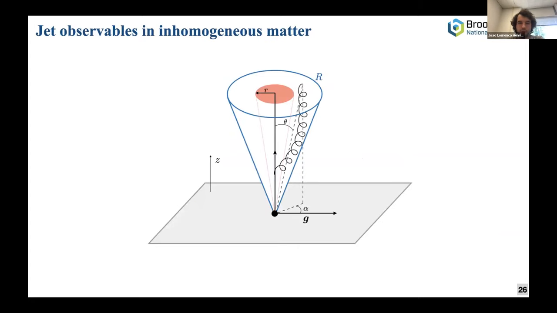Okay, so finally, let me maybe show you some plots which are a bit easier to understand rather than these more abstract calculations. So here, what I'm going to show you is how to compute some observables for a jet of radius r. And what I will use is that there is some anisotropy which is static. Okay, it's always in this direction, which is denoted by this vector g. And this has some angle alpha with respect to the gluon being emitted. And also the gluon has some angle theta with respect to the jet axis.